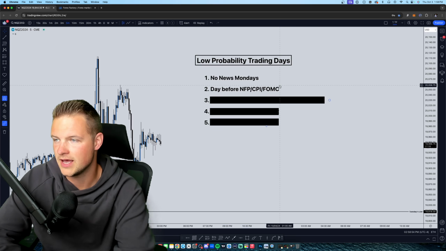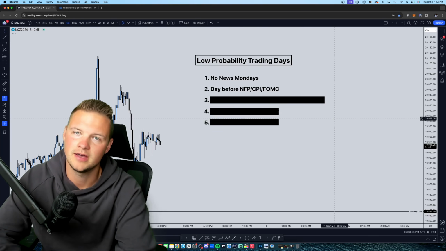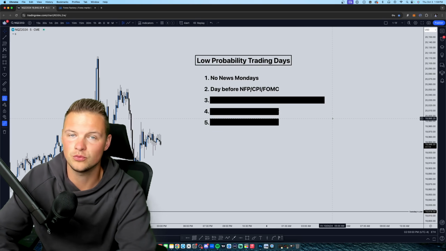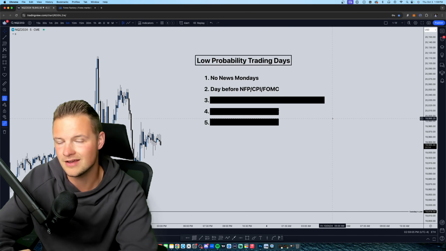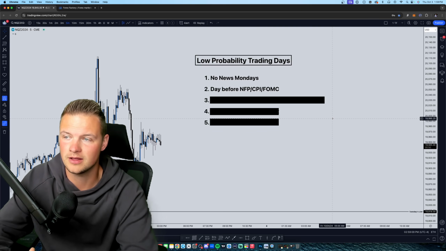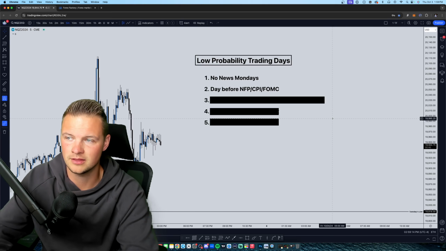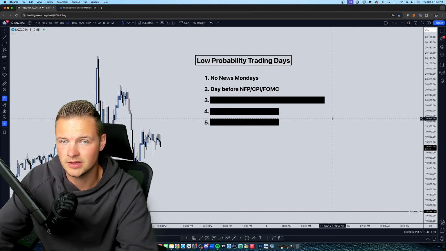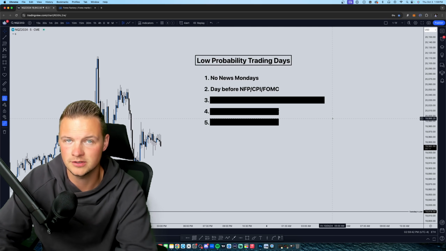Low probability day number 2, we've got the day before NFP, the day before CPI, FOMC, anything before a really big high impact news driver. The biggest news drivers of every single month are going to be NFP, CPI obviously, and then FOMC as well. These are kind of the 3 pillars of every single month that you're going to expect the biggest anticipation around the numbers being released. So what you can anticipate leading up to these events, kind of similar to what I was saying about the no news Mondays, the market is anticipating the release of these numbers and these events.